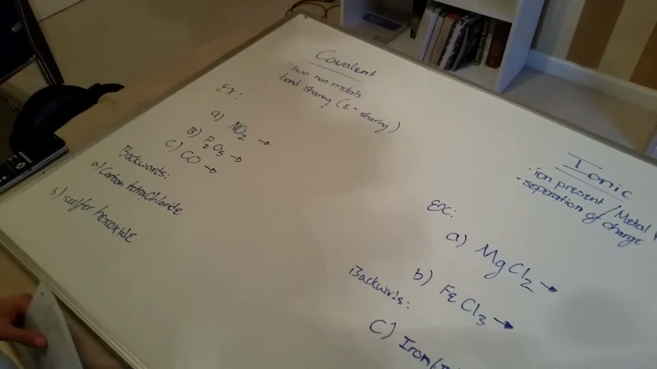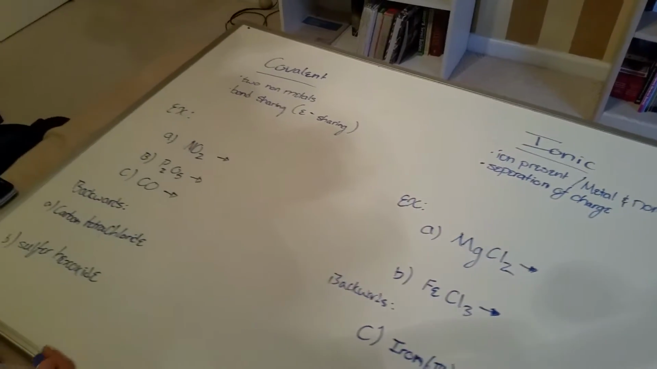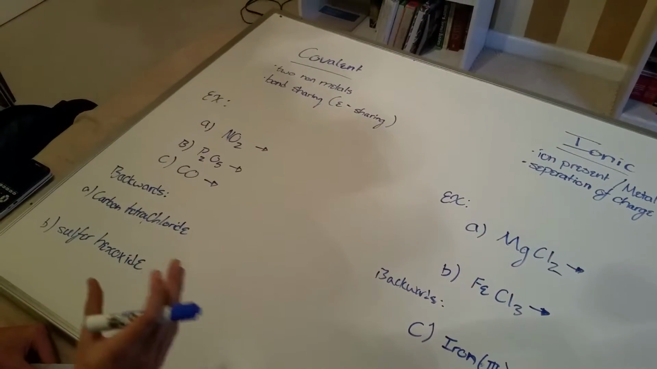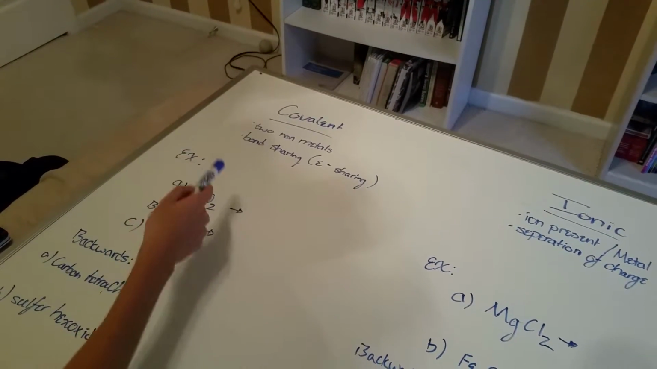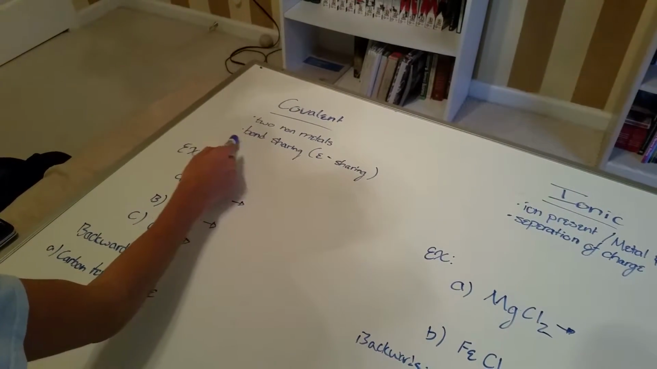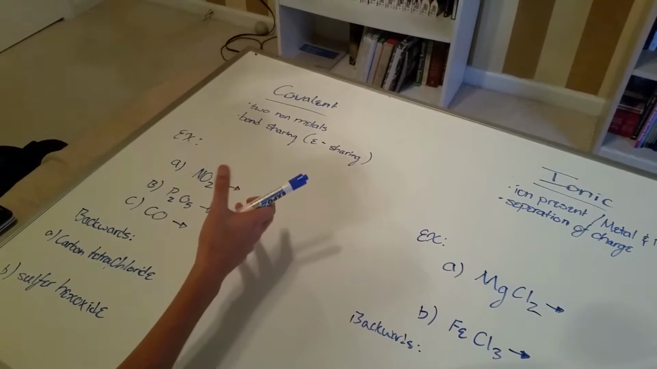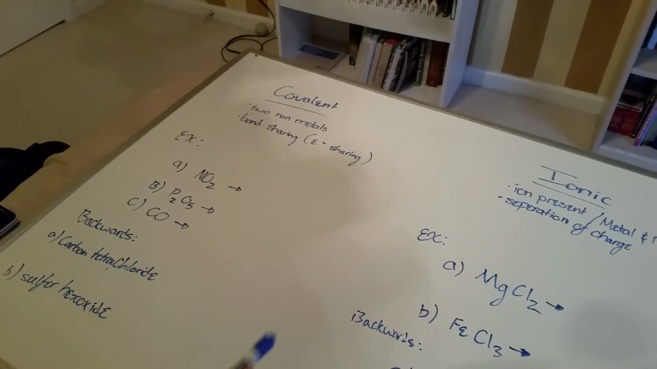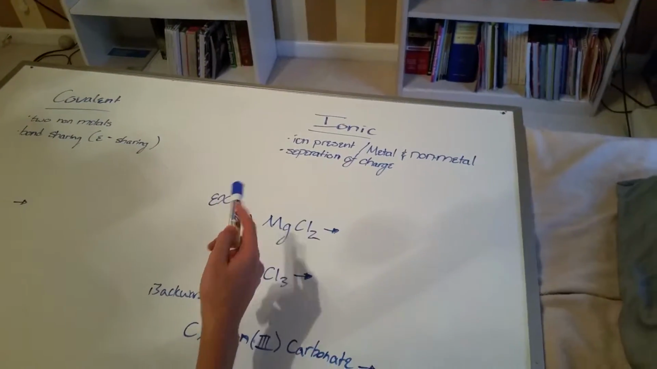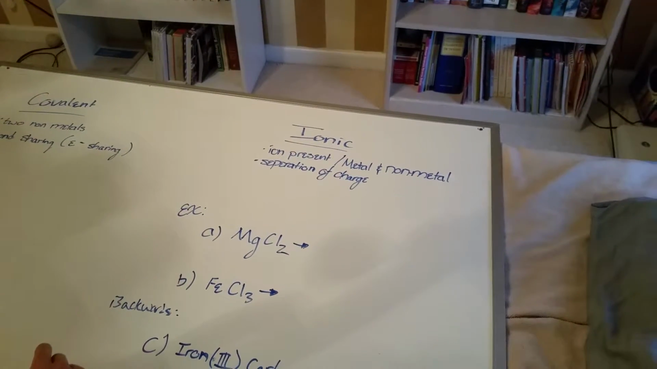Today we're going over naming of covalent and ionic bonds. So a few things, characteristics about each one first. Covalent bonds are between two nonmetals, and they share their valence electrons. So their bonds are much weaker than ionics. Ionic bonds, however, have an ion present, and that means it's a bond between a metal and a nonmetal.